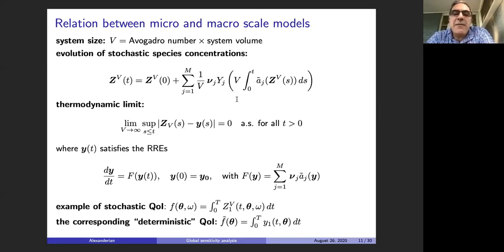And the thermodynamic limit in this case is the limit as the system size goes to infinity, gets very large. So there's a theorem, I can give references, I didn't put anything there, but one can prove almost sure convergence of the stochastic trajectory to the deterministic one, where this Y, the deterministic solution, satisfies the so-called reaction rate equation. That's the macro scale model. It's an ODE system that you can write the form of. You can integrate it with some Runge-Kutta or something.